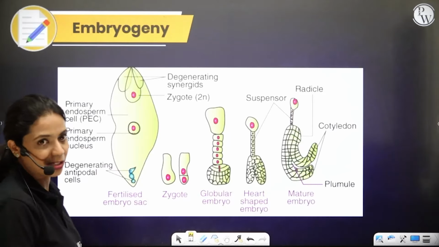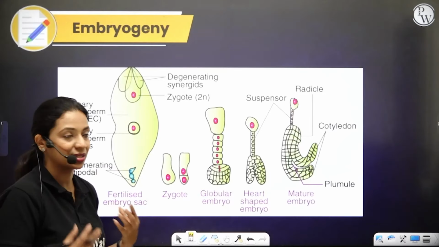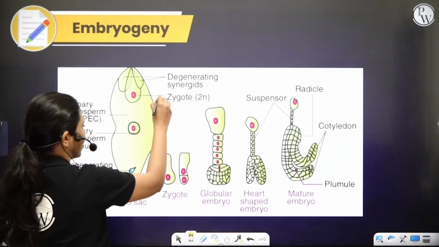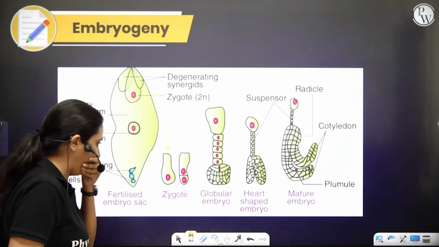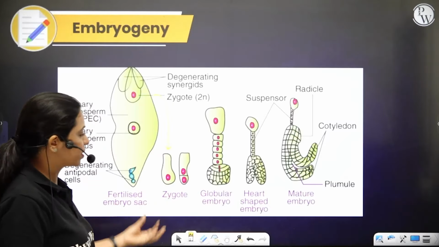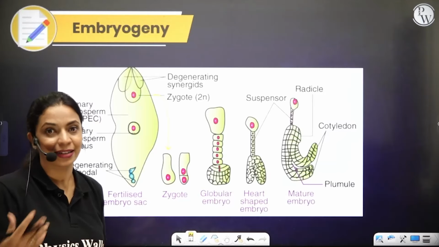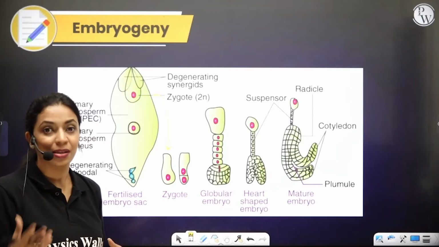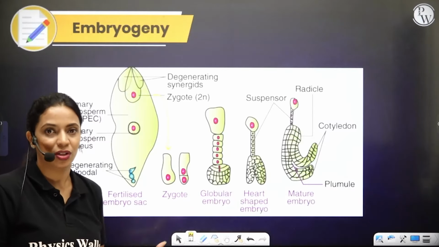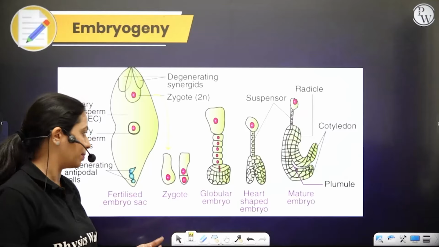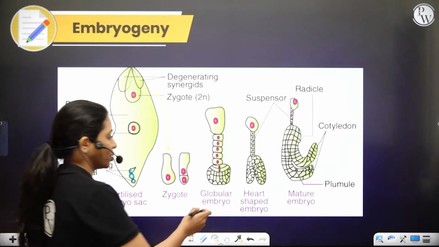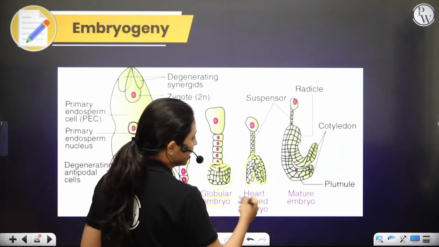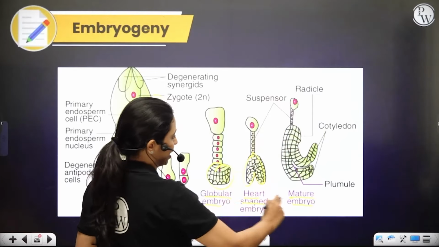Once double fertilization takes place, the other cells in the embryo sac will start degenerating. You can see how the synergids and the antipodals have degenerated. So it is this zygote which will give rise to the embryo. This zygote will start undergoing cell divisions and increase the number of cells. The development of the embryo has some differences in monocots and dicots, but the initial few steps are very similar. After the zygote starts dividing, initially it will form a globular embryo which is spherical in nature. Later it will become heart-shaped. Eventually it will mature to become an embryo like this.